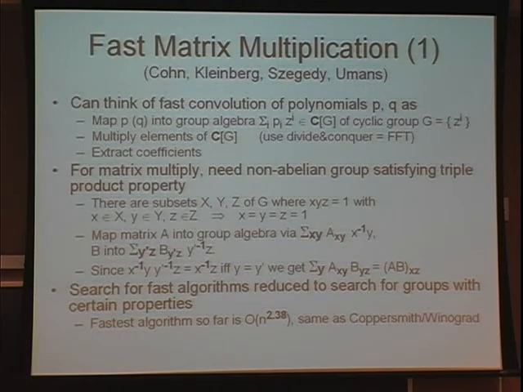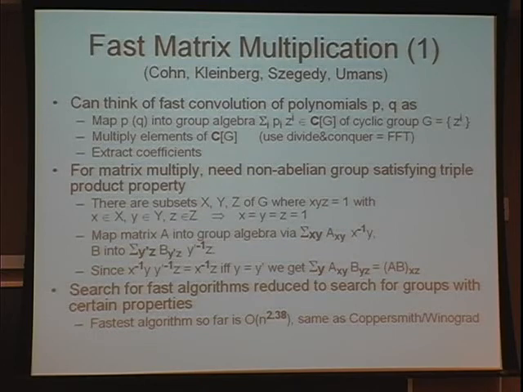Here's a fancier way to look at exactly the same algorithm. I'm going to take my polynomial, call it P, and map it into a group algebra. That's a linear combination where the coefficients of the polynomial are the coefficients in the group algebra. And the group algebra is just the entries of a cyclic group, represented by roots of unity. Then we multiply in the group algebra, and then we extract the coefficients using the inverse FFT. So this is fancy language for what we teach sophomores, okay?